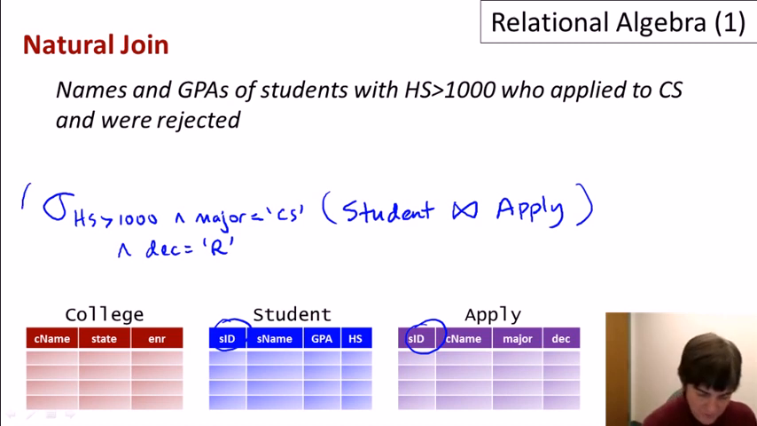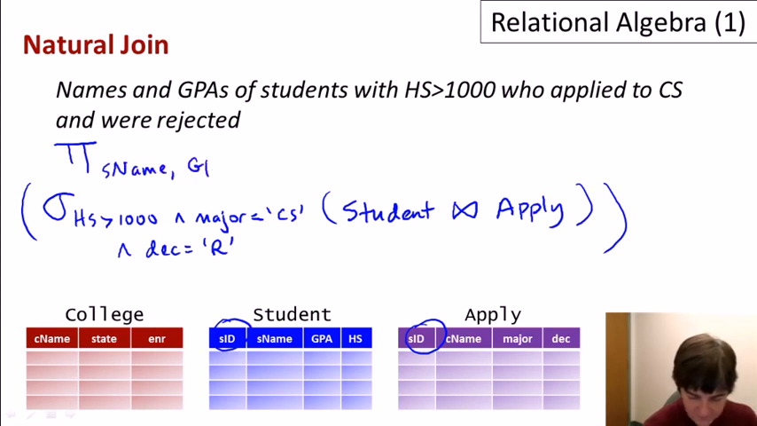And then, since we're only getting the names and GPAs, we write the student name and the GPA. Okay, and that's the result of the query using a natural join. So as you can see, that's a little bit simpler than the original with the cross product, and by setting up schemas correctly, natural join can be very useful.